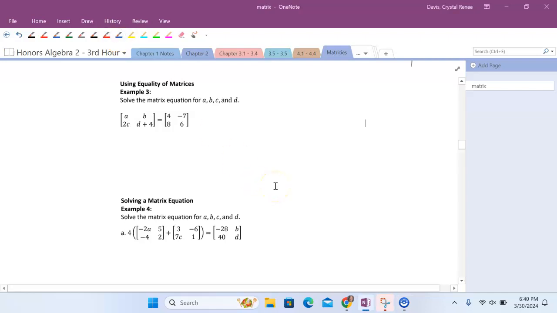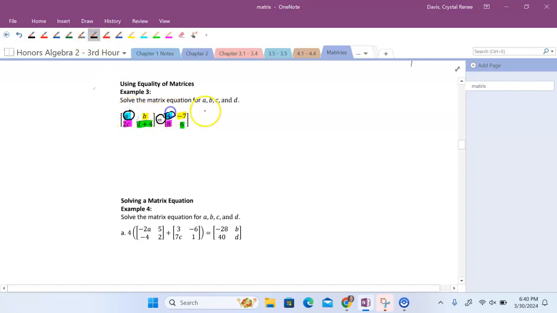All right, so let's look at example 3 now. We're going to solve for variables. Remember, these matrices are only equal if every element in every corresponding position is the same. So that means that A and 4 have to be the same, B and -7 have to be the same, 2C and 8 have to be the same, and D plus 4 and 6 have to be the same. It's pretty easy.